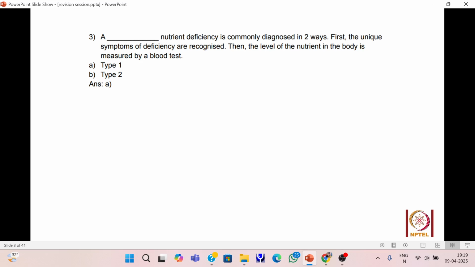Okay, I'm so sorry, the answer is already given. Then the level of the nutrient in the body is measured by a blood test. Type 1 or type 2. So it is type 1. I kept the answer by mistake. No problem. You can just skip this question.